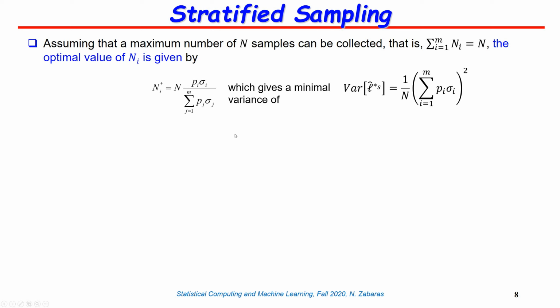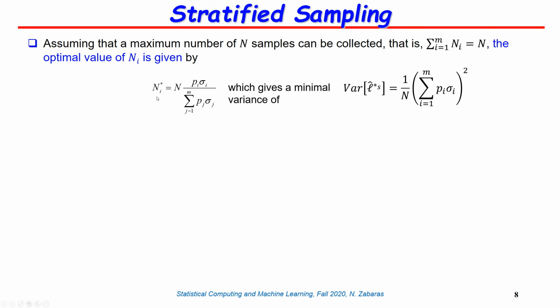And if you plug this into the Monte Carlo estimator that I had before, you can actually compute that the optimal variance of the stratified Monte Carlo estimator is 1 over n times the summation of pi_i sigma_i from i equals 1 to m, squared. There is no complication or anything like that in the algebra. This is simply by substituting n_i star in the estimator that I had in the previous slide.